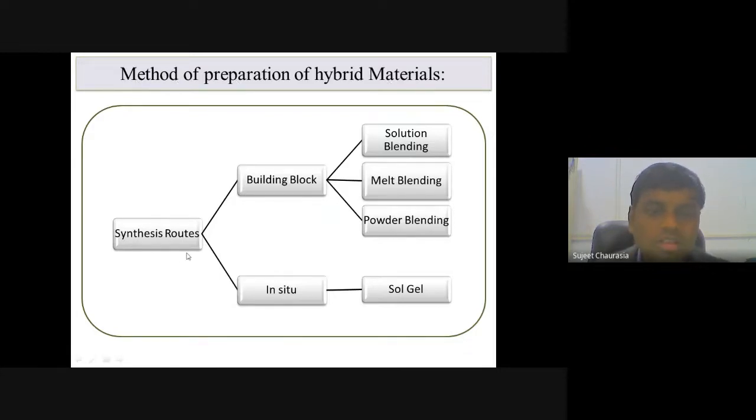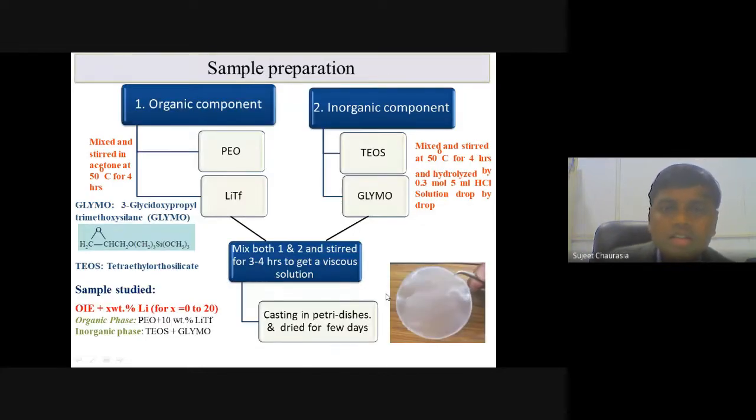There are two synthesis routes adopted. First one is building blocks and second one is in situ. In building blocks: solution blending, melt blending, powder blending. And the in situ method is the sol-gel assisted solution cast technique. This is the simple solution cast technique for the preparation of the hybrid electrolytes.